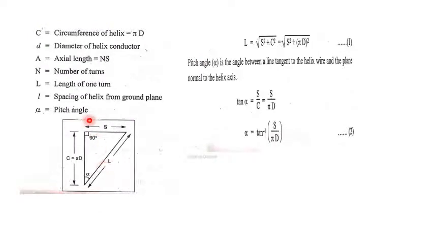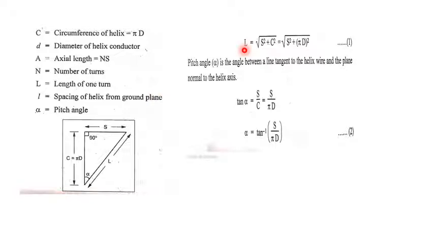Here we have taken the cross section of one turn of the helix. So in the diagram, L shows the length of one turn and S is the spacing between the two turns. C is the circumference of the helix. D is the diameter of the helix. C is equal to pi d, where d is the diameter of the helix, and A is the axial length, n into S. N is the number of turns. Then small l is the spacing of helix from the ground plane. Alpha is the pitch angle.